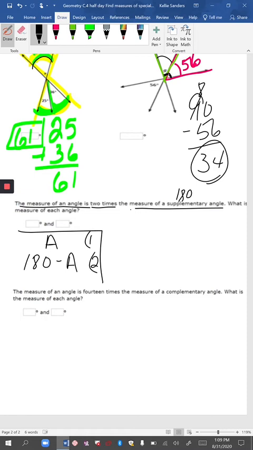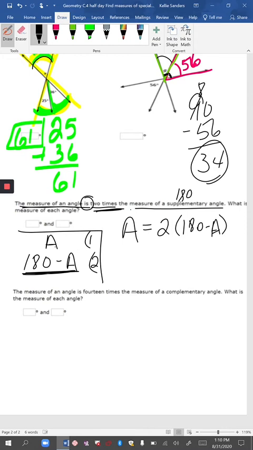Okay? So I'm going to do, these are word problems. You got this. We can do it. The measure of an angle, so angle A, is, in math, the word is means equal to 2 times. So we're going to do 2 times the measure of the supplementary angle. This one is the supplementary angle because that's why I said it to begin with. So we would do 180 minus A.